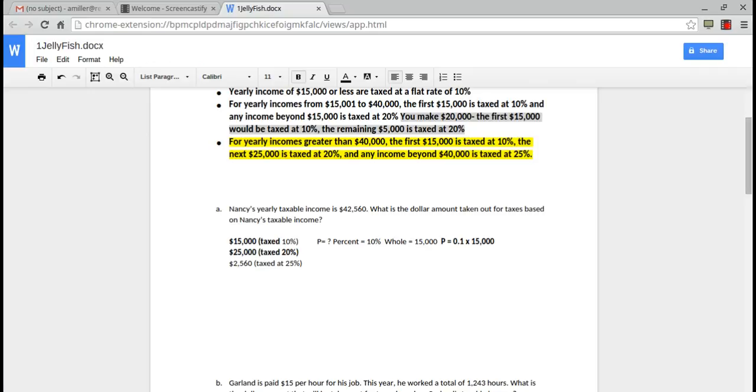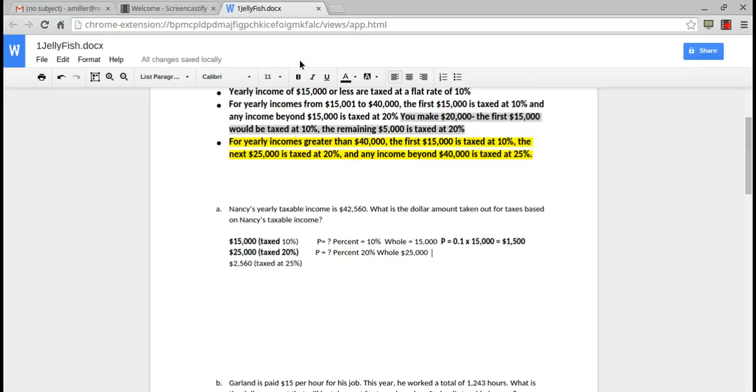So 15,000 times 0.1, you're going to get $1,500. So we know so far Nancy has to pay at least $1,500 back. The next part, same thing, part. We don't know. We want to know how much she'll be taxed in this bracket. The percent this time is 20%, and the whole or the original bracket is $25,000.